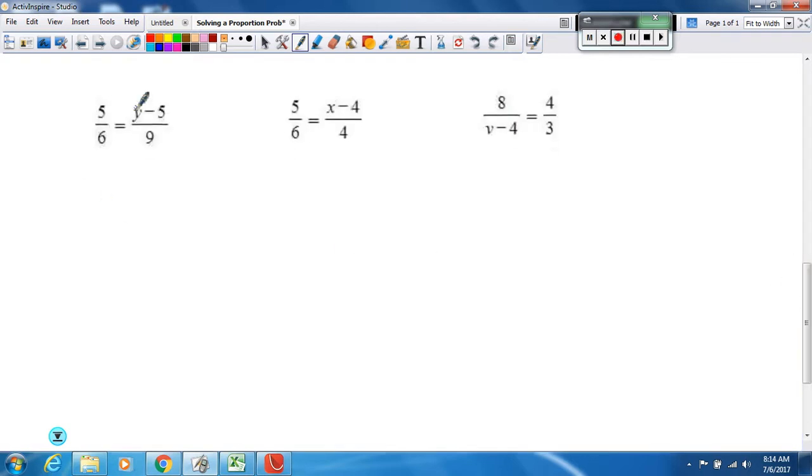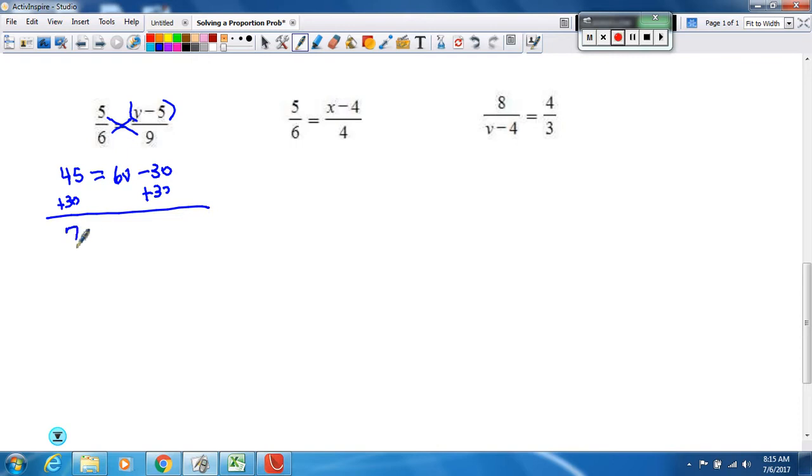Put the binomial in parentheses so you don't forget to multiply with both of them. 5 times 9 is 45. Bring down the equal sign. The 6 has to be multiplied with everything. So 6 times v is 6v. 6 times negative 5 is negative 30. I'm going to add 30 to both sides.